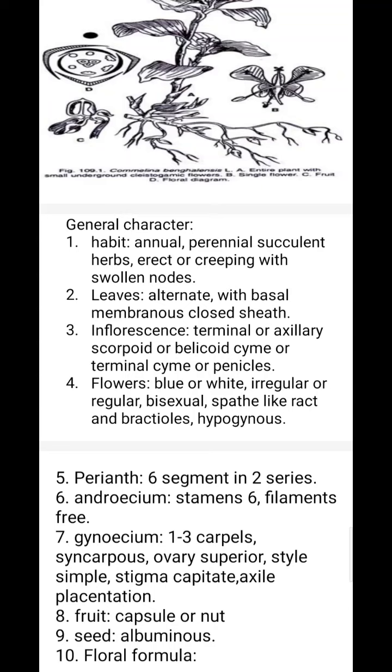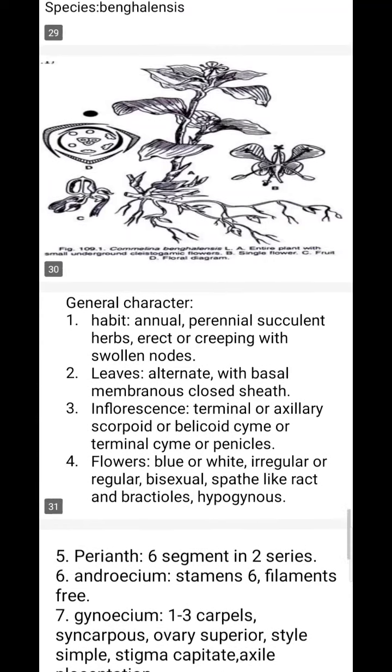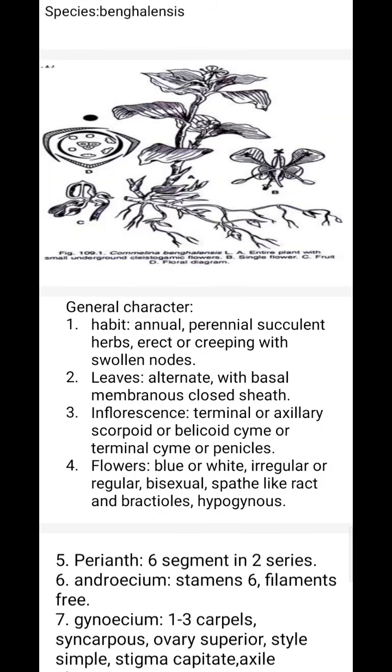Next character is the leaves. So leaves are alternate and with basal membranous closed sheath. You have to see in the figure, these are present alternately, and at the base there is the leaf sheath. Then about the inflorescence, the inflorescence is terminal or axillary or scorpioid or helicoid cyme, or terminal cyme and panicles we can also say. In that case, at the tip bud there is a single flower present, and the other flowers are produced on the lateral branches.